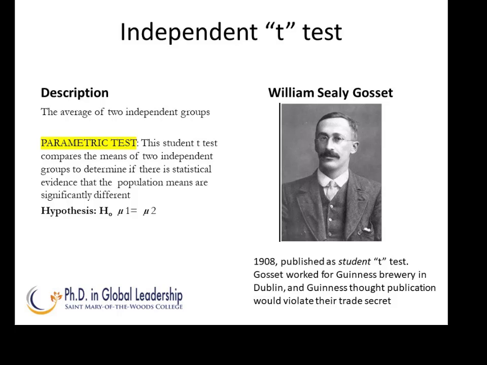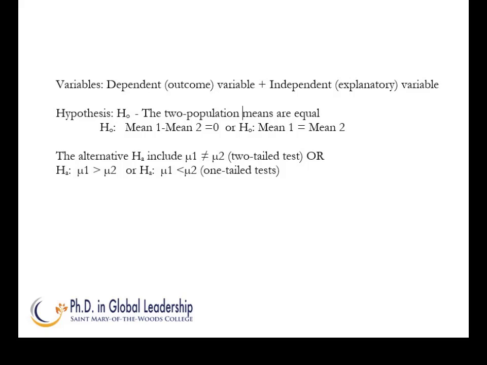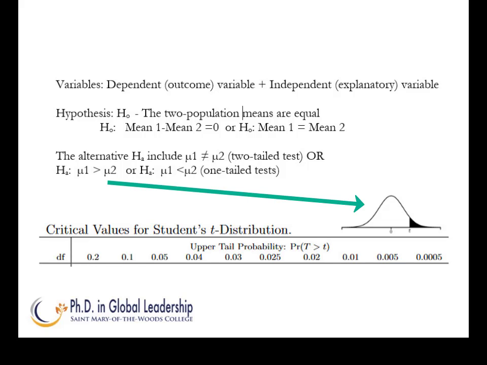It compares the means of two independent groups to determine if there is statistical evidence that the population means are significantly different. The null hypothesis shows the means as equal. The alternative can be not equal, which is a two-tailed test, greater than, which is a one-tailed test, or less than, which is a one-tailed test.